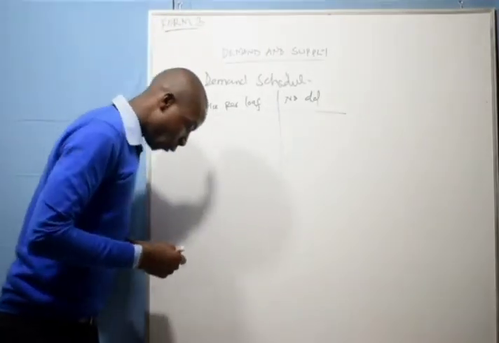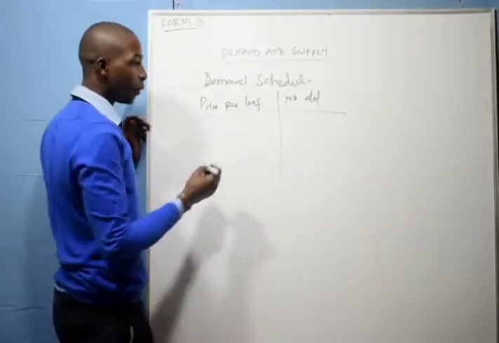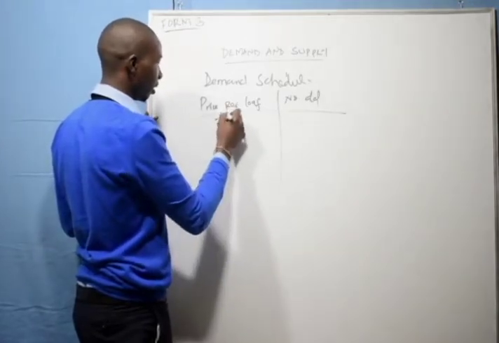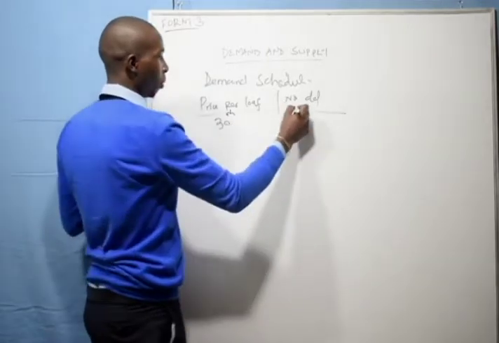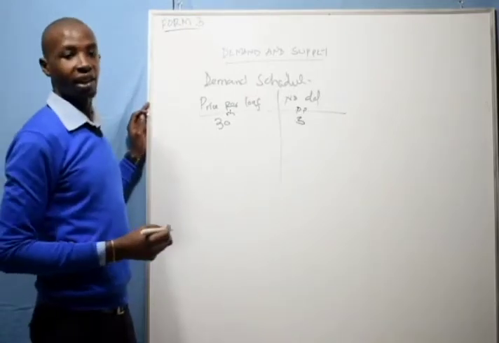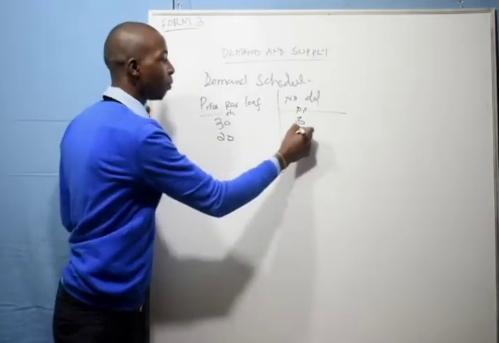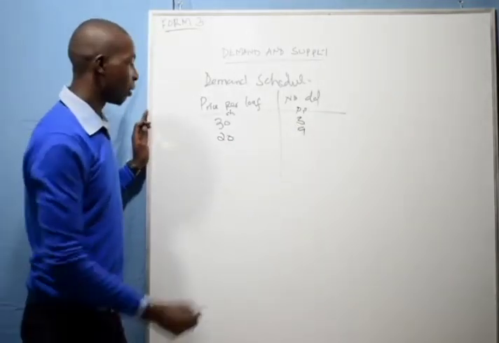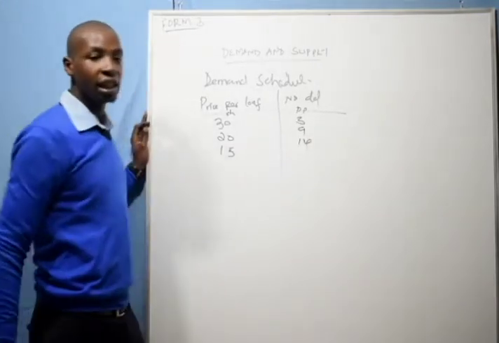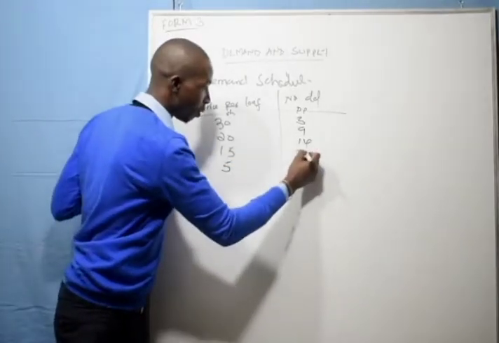So when the loaf was going at 30 shillings, only 3 people would want the bread. And when the price of loaf was 20, 9 people would want the bread. And when the price was 15, 14 people would need the loaf. And when the price was 5, 29 people wanted the loaf.